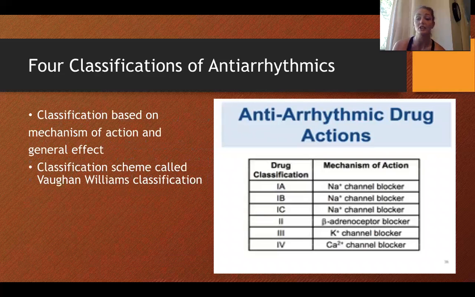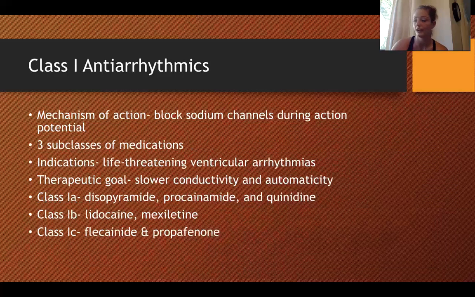The 4 classifications of the antiarrhythmic medications used to treat these arrhythmias are shown on the screen. They are basically based on the mechanism of action of the drug and the effect that it has. The classification scheme that's used is called the Vaughan-Williams classification scheme that's seen there. So class 1 antiarrhythmics is the first class.